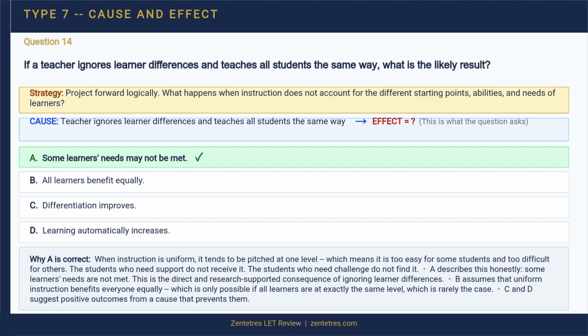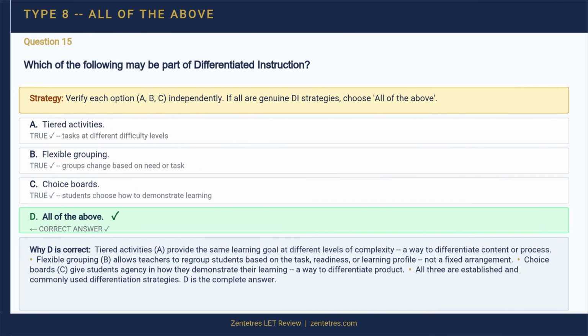C. Differentiation improves. The cause describes the opposite of differentiation. It cannot produce more of it. D. Learning automatically increases. Uniform instruction does not automatically produce improvement across the board. The answer is A.